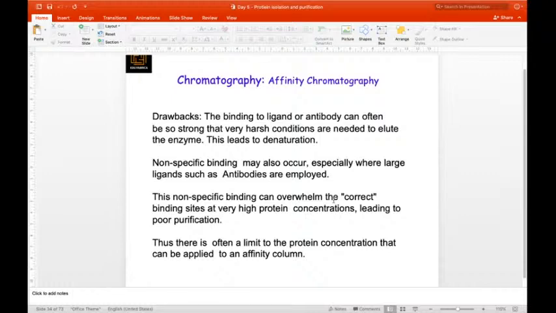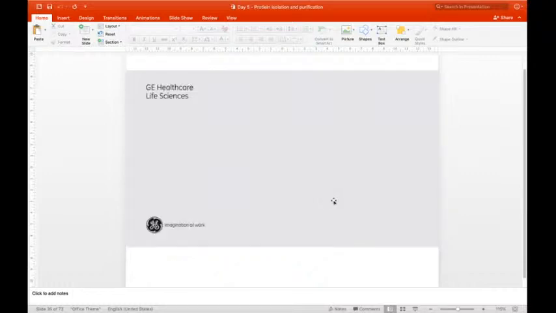So the drawbacks are these: the binding to the ligands or antibody can often be so strong that very harsh conditions are needed to elute the enzymes. This leads to denaturation. Non-specific binding may also occur, specifically where large ligands or antibodies are employed. Thus, there is often a limit to the protein concentration that can be applied to an affinity column.